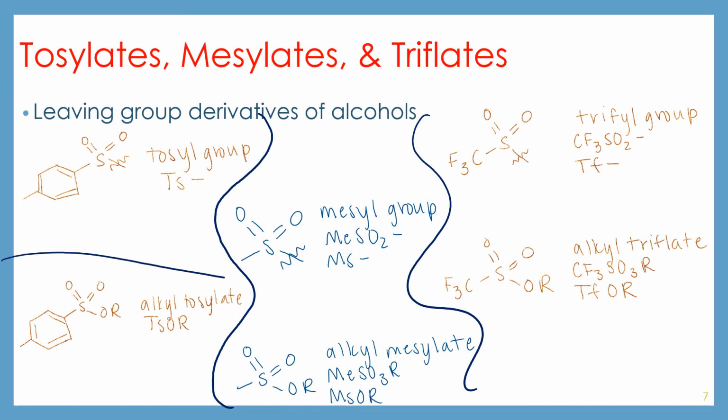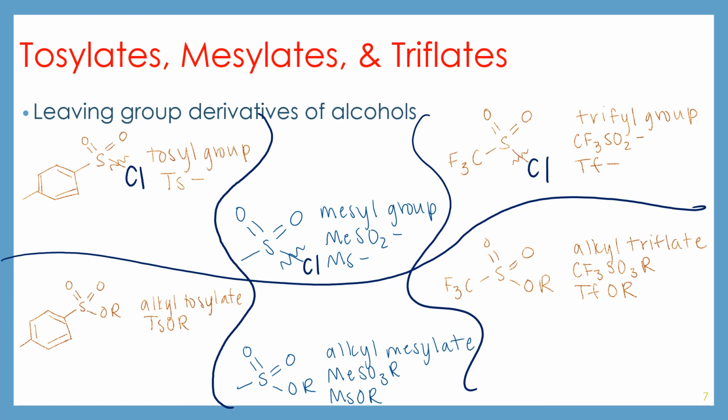So you definitely want to be able to recognize these shorthands. And again, the groups themselves are on top of the line here, and the ones on the bottom are the alkyl derivatives. And you create these by reacting the alcohol with the chloride compounds of all of these. So tosyl chloride, mesyl chloride, and triflyl chloride.